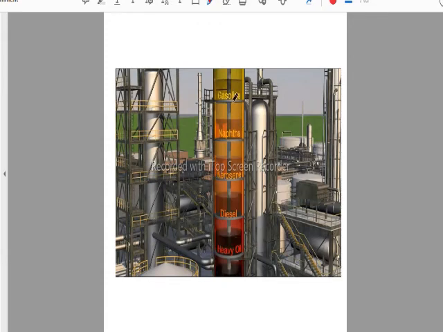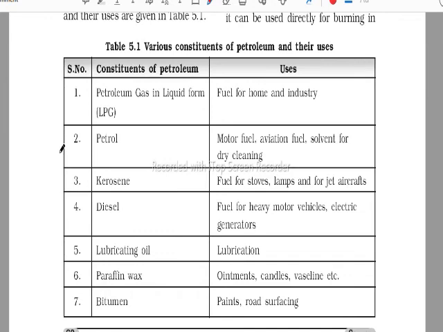This is the diagram of a petroleum refinery. You can see there are the chamber and the fractionating column, where we will get the different subproducts of petroleum. In this table you will see the uses of petroleum products like LPG. The full form of LPG is liquefied petroleum gas.